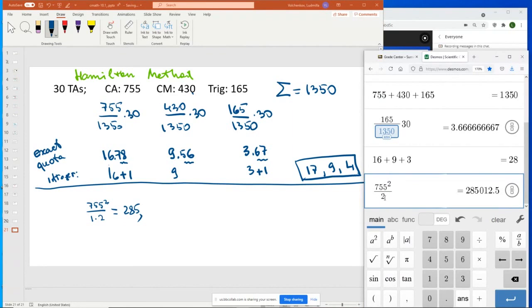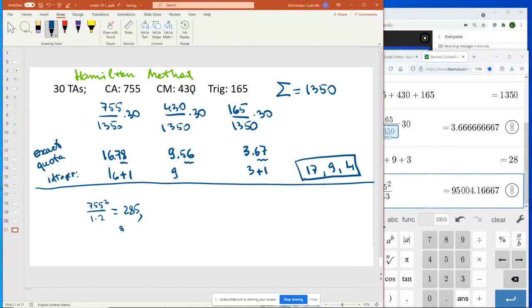In the next line, we will have 2 times 3. It will be 95,000. Oh no, wait a minute, it will be too long. Let us do it shorter. Let us only decide about the last 2 representatives. Okay, suppose that college algebra has 16 representatives, contemporary math 9, and trigonometry 3.